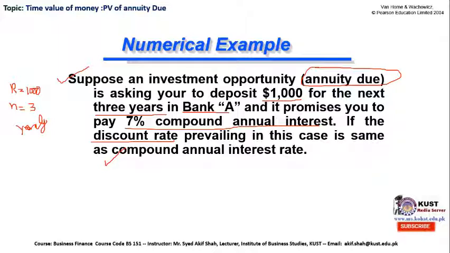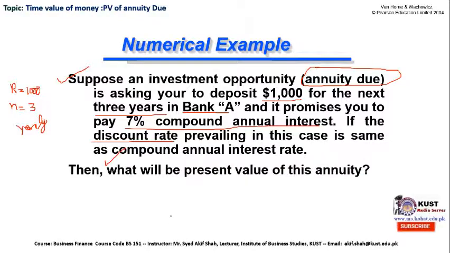It could be simple present value, or present value of an ordinary annuity, or a present value of annuity due, like in this case. So the discount rate is once again the same as the compound interest rate. And the question is asking you what will be the present value of this annuity.